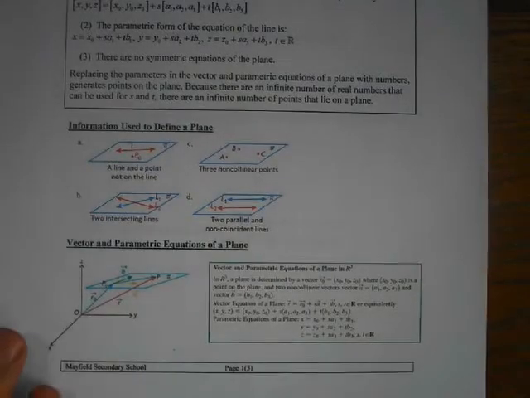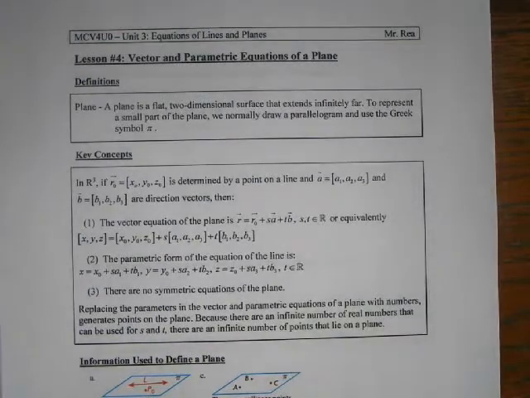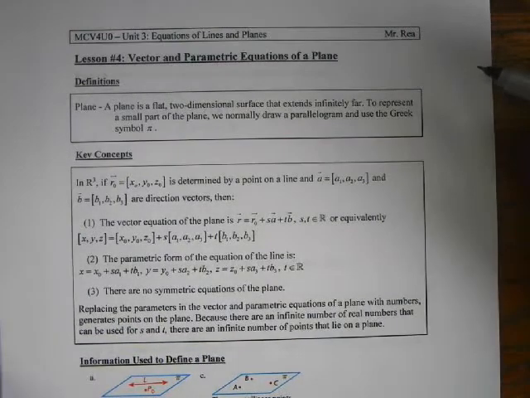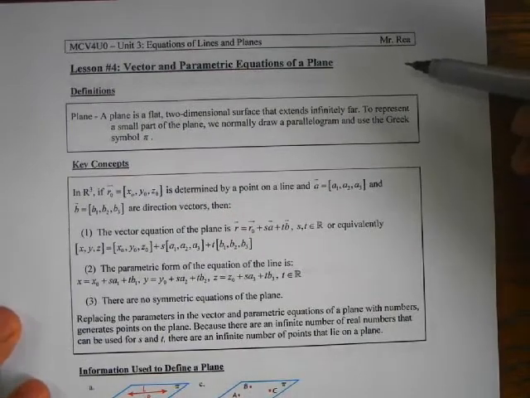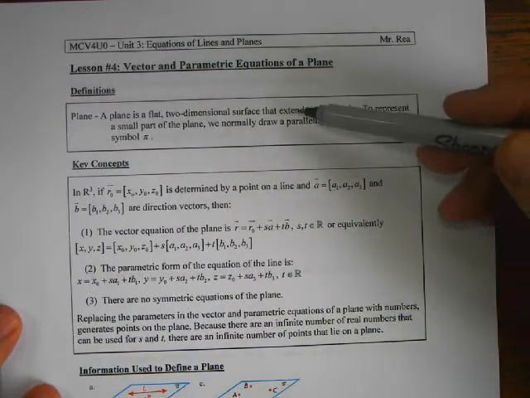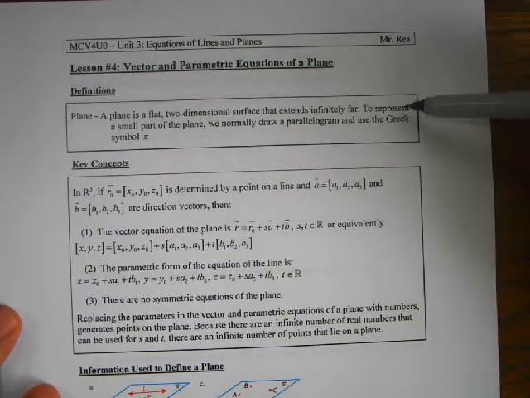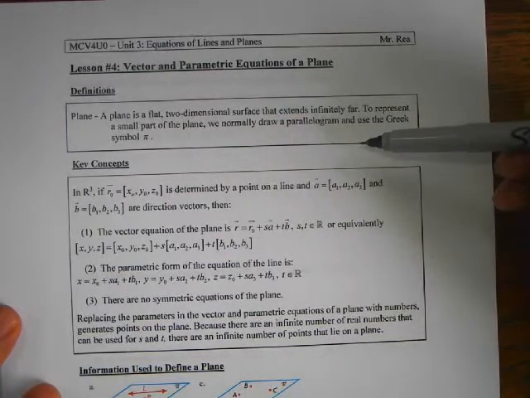So what we're doing today is lesson 4 here. Vector and parametric equations of a plane. So everything we just reviewed was to do with lines. So a plane, it's important to understand a plane is a two-dimensional surface that's flat, and it's a surface that extends infinitely far in all directions. When we draw it, we usually draw it as part of the plane, because obviously if we drew it completely, it would have no edges to it. So we just draw part of it so we can understand it a bit better.